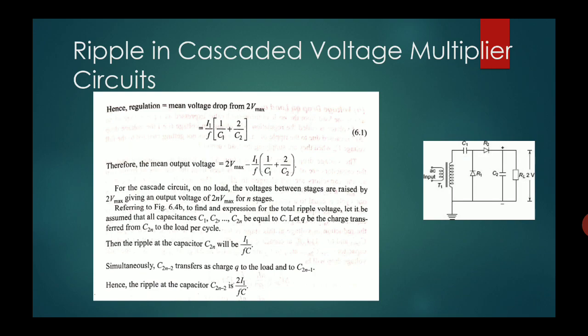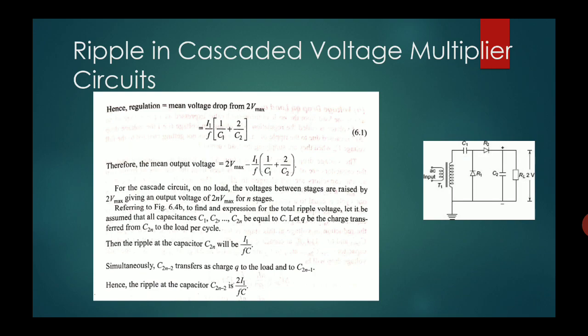So for the cascade circuit on no load, the voltage stages are raised by 2 Vmax, giving an output voltage of 2n Vmax for n stages. Referring to figure 6.4b on the right hand side, for the expression of the total ripple voltage, let it be assumed that all capacitances from C1 to Cn are equal to C. Let Q be the charge transferred from C2n to the load per cycle. The ripple at the capacitor C2n will be I1 by Fc.